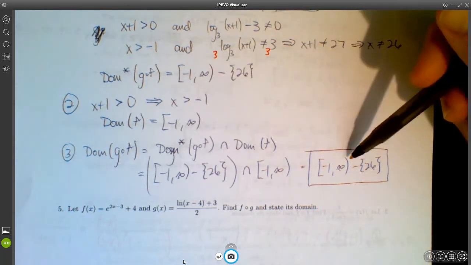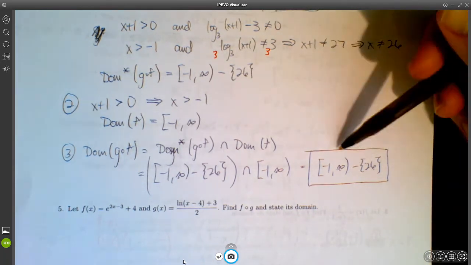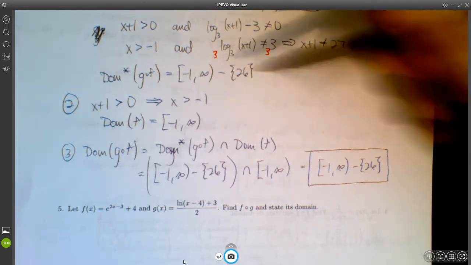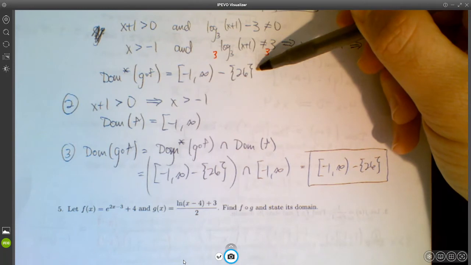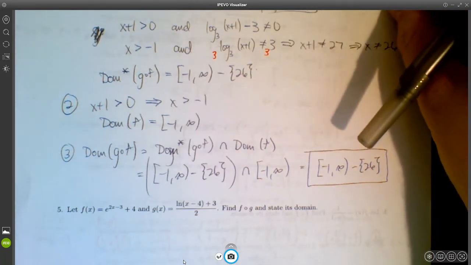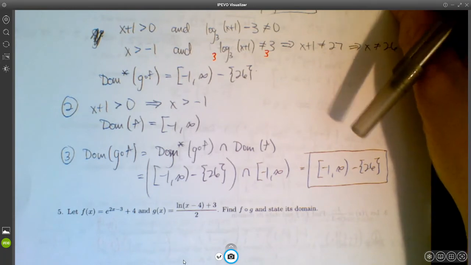Okay, so this is another example of one where the actual domain of g of f was the same thing as the domain star of g of f. But again, it doesn't always work out that way. One more example of this.